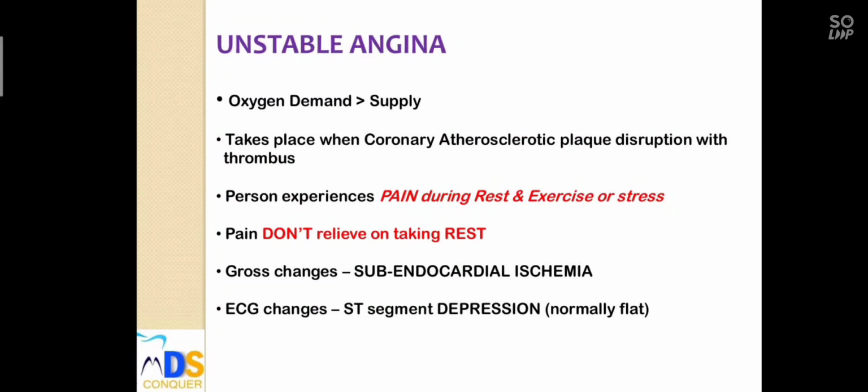Coming to the unstable angina, in this situation also there is an increase in oxygen demand, but there is a decrease in supply. The main reason is thrombus formation over an atherosclerotic plaque. In this case, the person experiences pain during rest and exercise. When compared to stable angina, pain is present at rest and exercise, and pain is not relieved by taking rest. But in stable angina, pain is relieved on taking rest. Grossly, we also see that there is subendocardial ischemia and ST segment depression like stable angina.